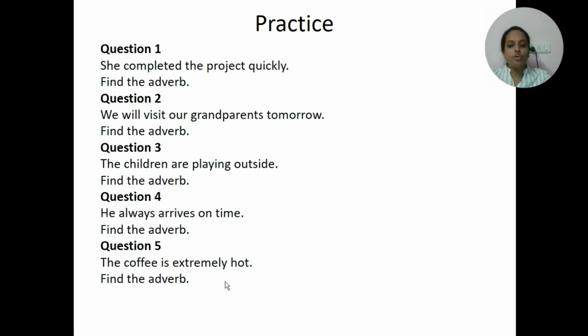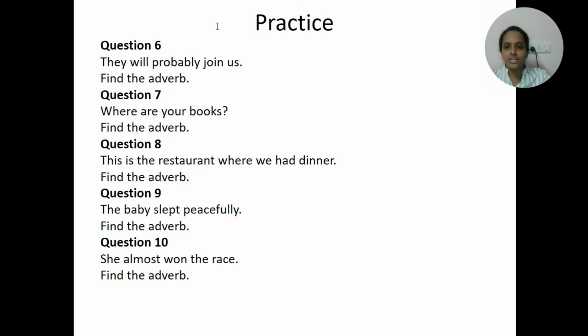Okay? The coffee is extremely hot. So, what is the adverb here? Extremely. So, again, it's a degree. To what extent it is hot, right? So, adverb of degree. And the sixth one here is they will probably join us. Again, adverbs of probability, right? Probably. It tells us the likelihood of joining.